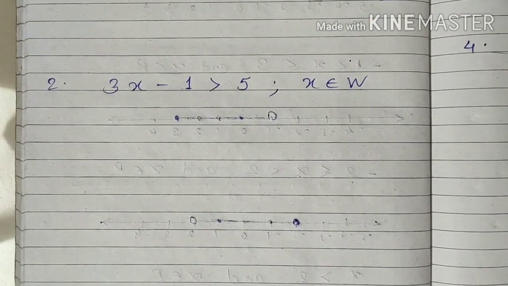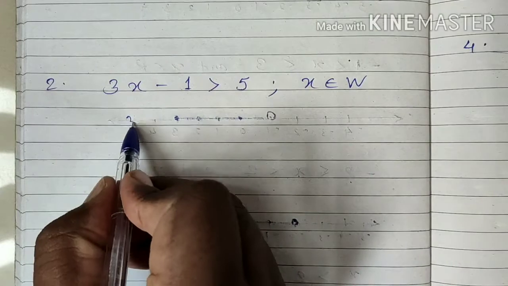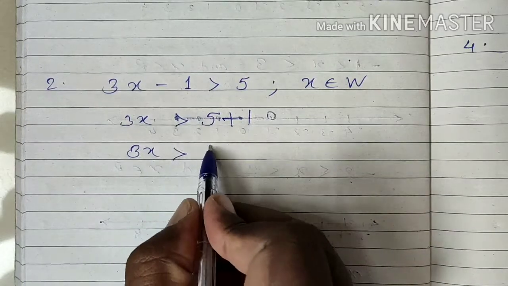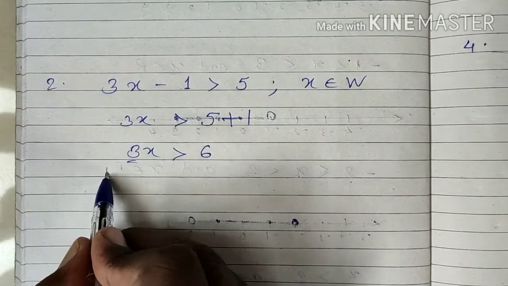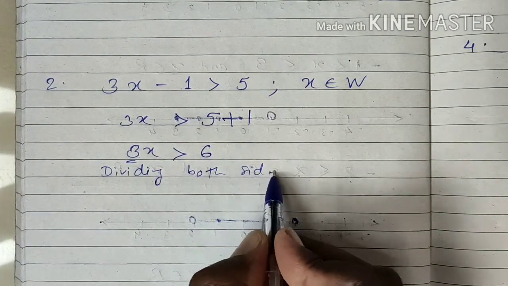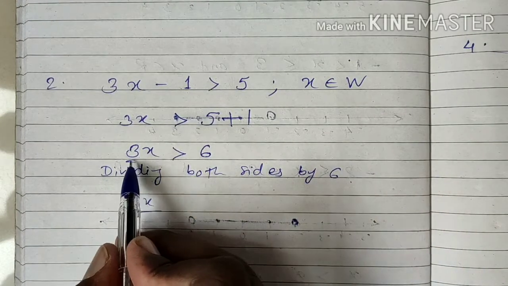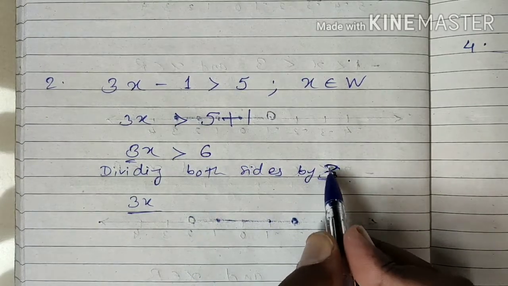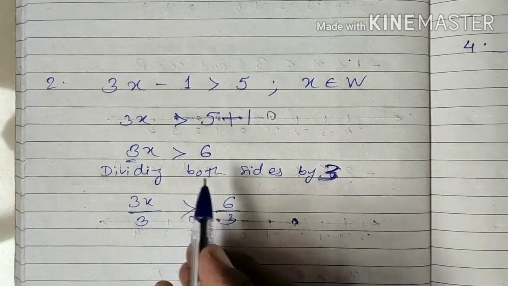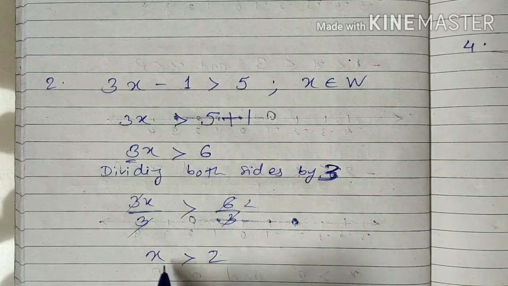Next, the same type of question is here. To find out the value of x, -1, shifting that side, will become 5 plus 1. So 3x is 6. Now 3 is here, so divide both sides by 3. To remove this 3, we divided both sides by +3. So therefore 3 gets cancelled, 3 2s are 6, hence the value of x will be 2.